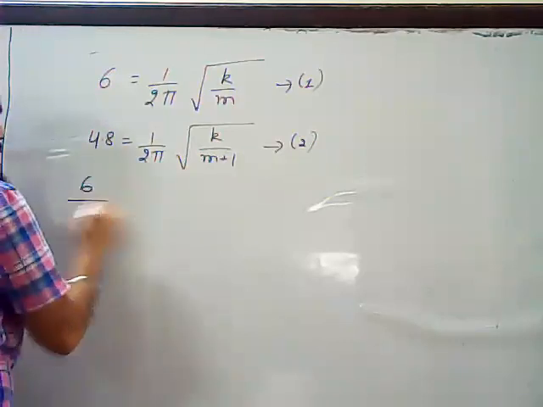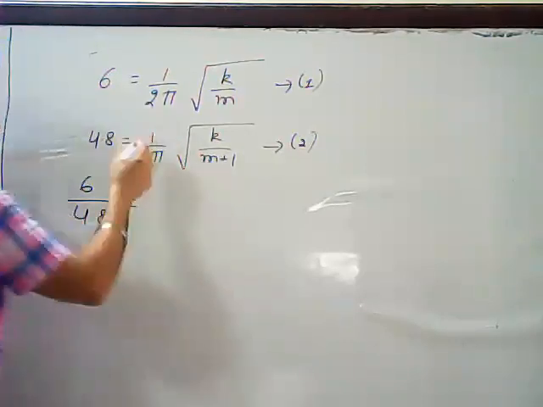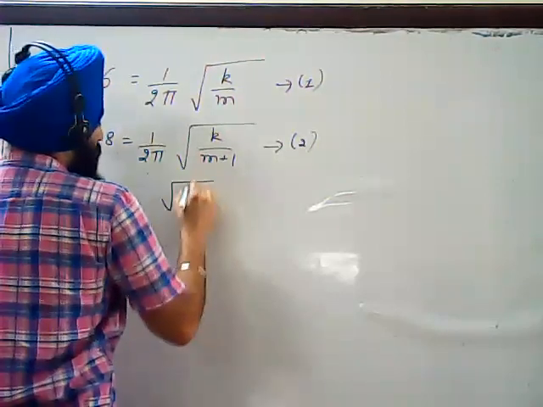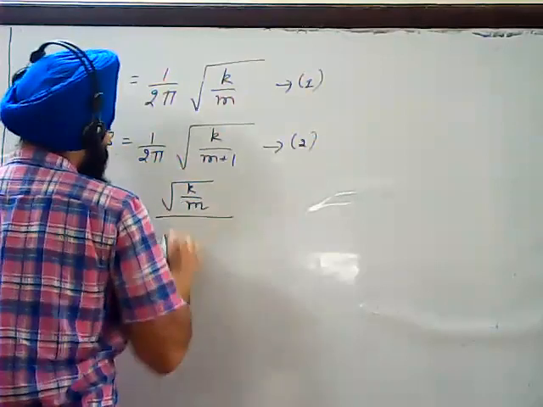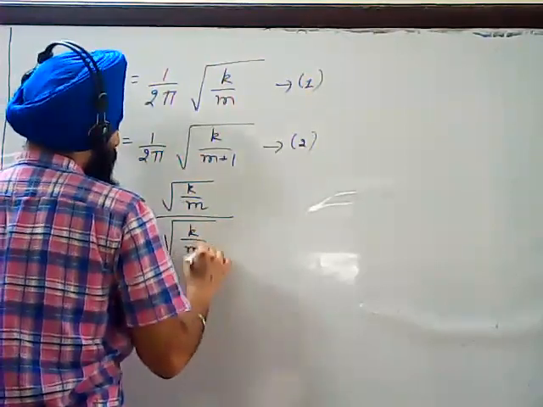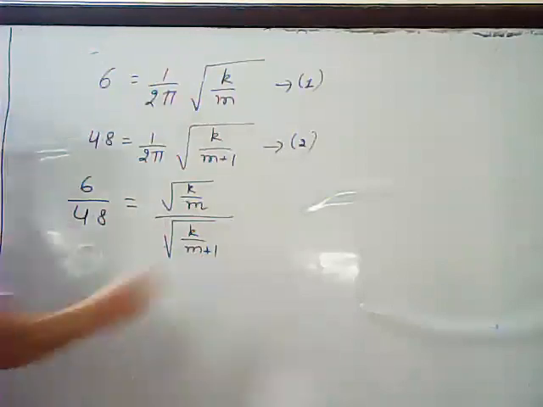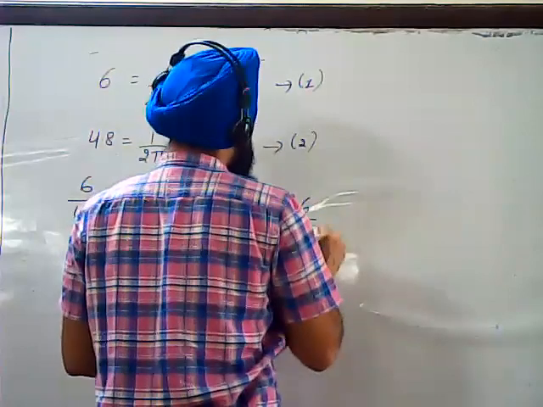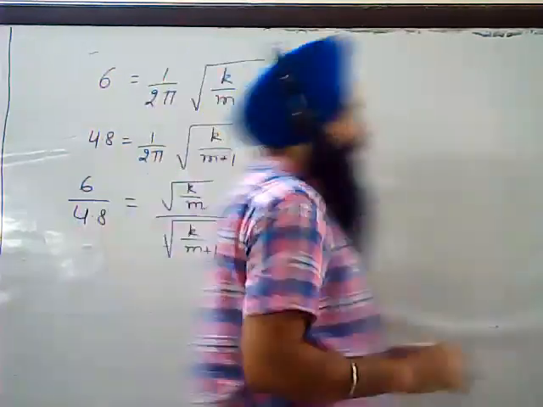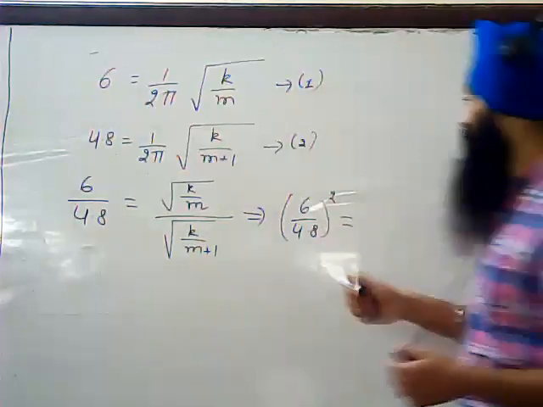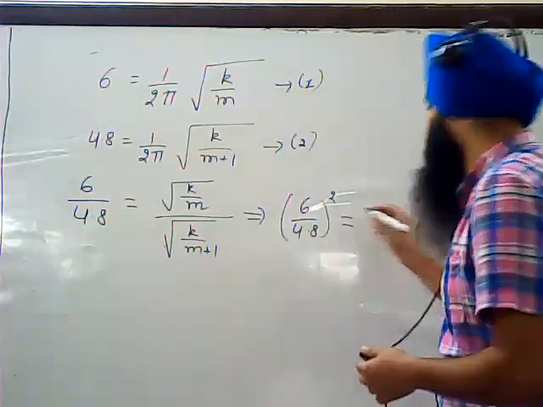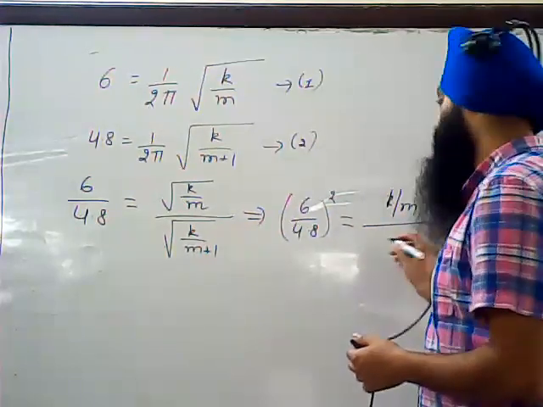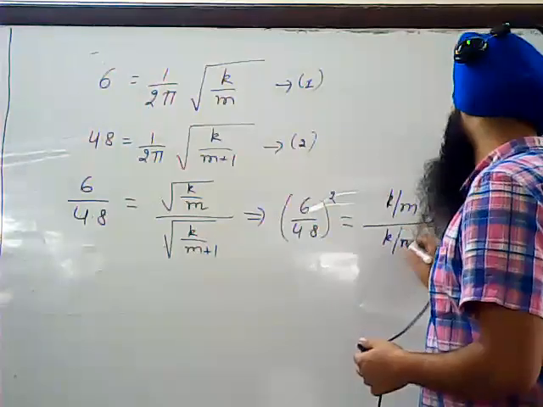So the left hand side will be 6 divided by 4.8 and on the right hand side, 1 by 2 pi and 1 by 2 pi will cancel each other. So this will be under root of k upon m divided by under root of k upon m plus 1. So squaring both sides, 6 divided by 4.8 whole square will be equal to k upon m divided by k upon m plus 1.